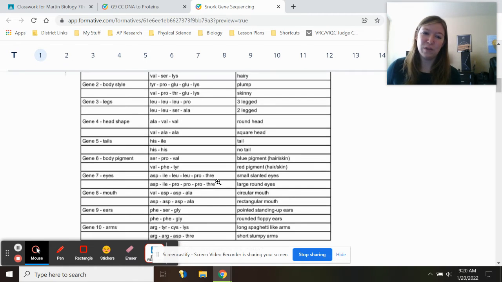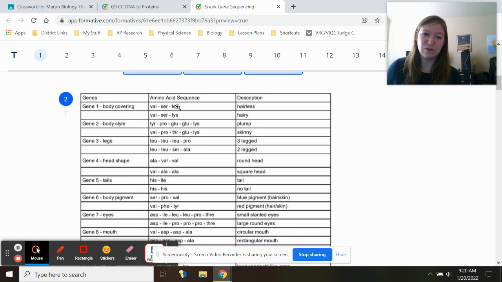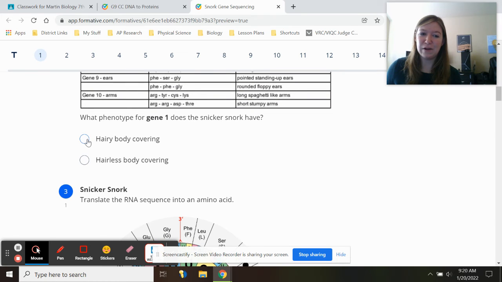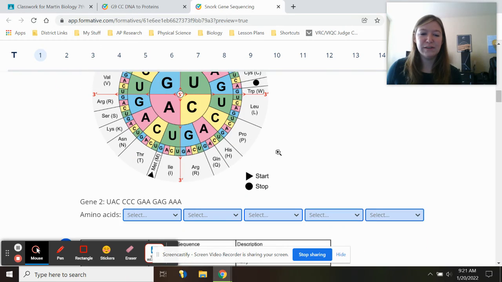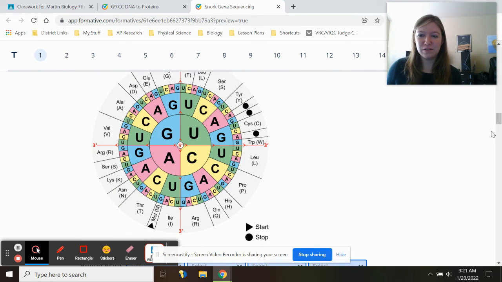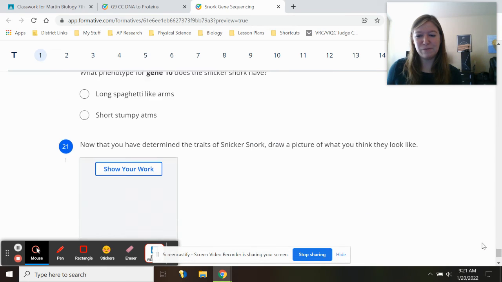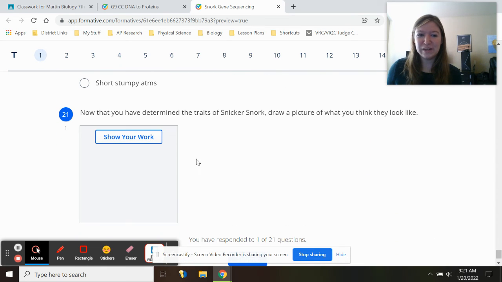So depending on what this order is, whether it's Val, Ser, Leu, or Val, Ser, Lys, depends on if your SNORC has a hairy body covering or a hairless body covering. We're going to do this for this SNORC. It should take you about 30 minutes or so. And then at the very end, you should have a pretty good picture of what your SNORC looks like. I would like you to draw them based upon the traits that our Snicker SNORC had.